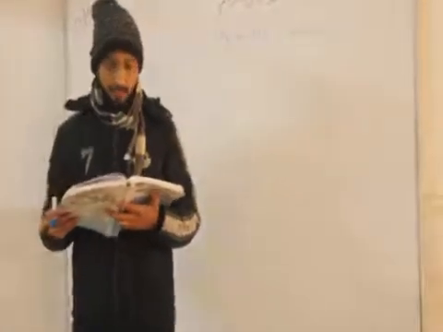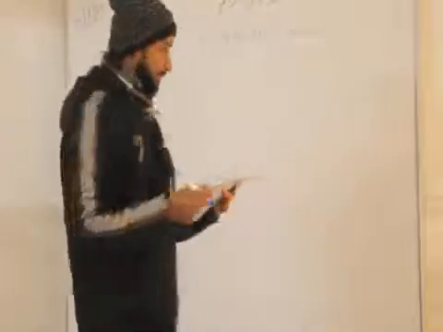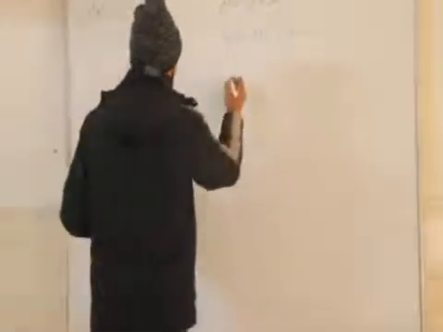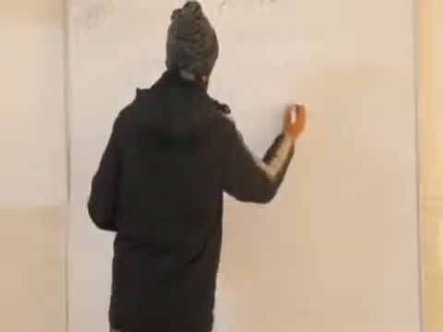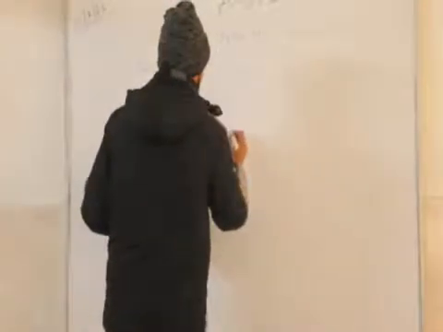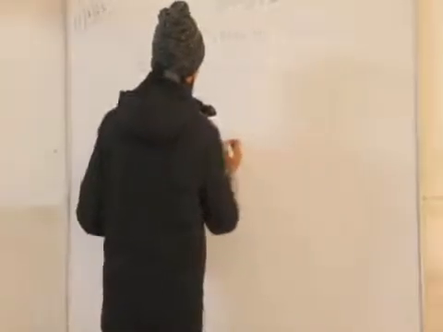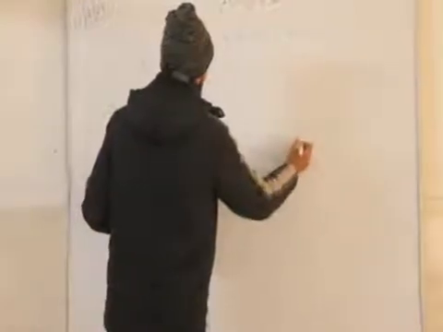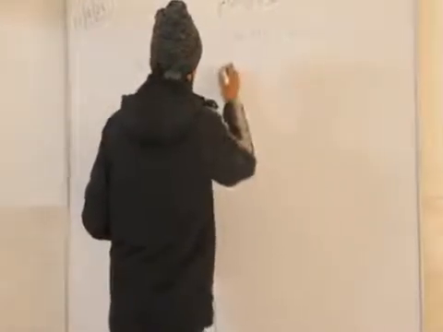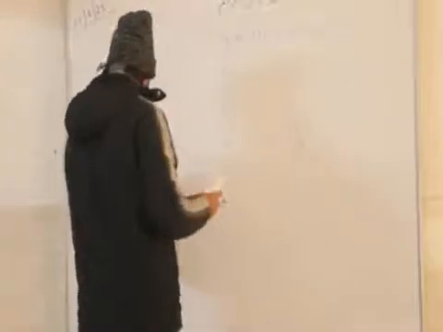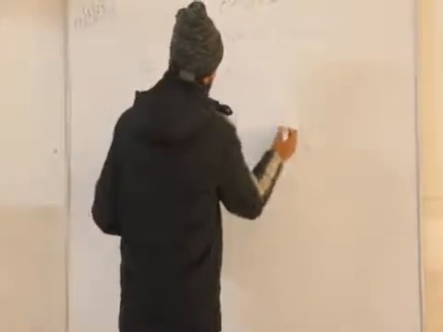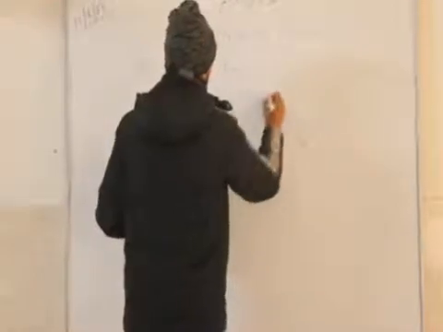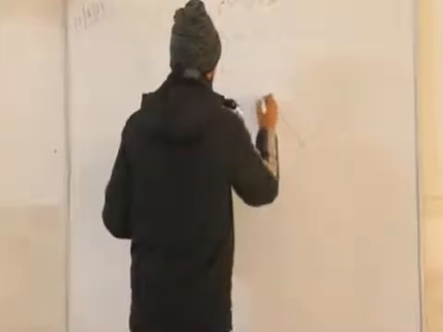So ABCD is a square and the diagonals intersect at O. So first we draw this square ABCD. Diagonals intersecting at O. This is point O.